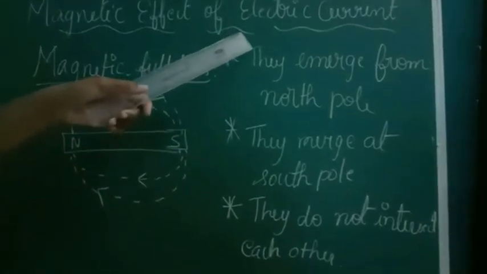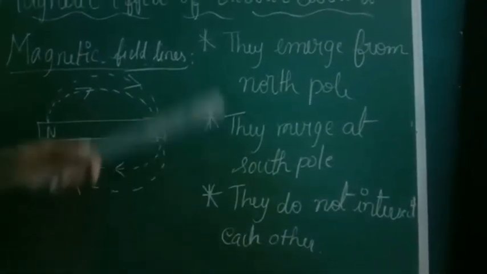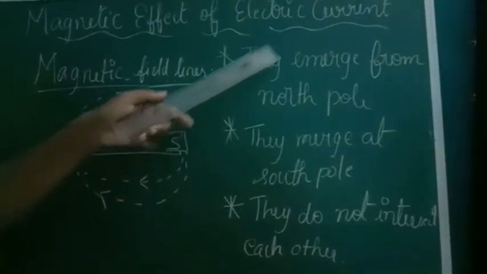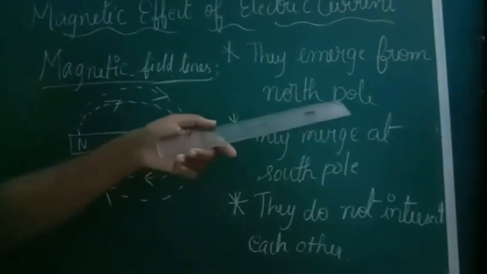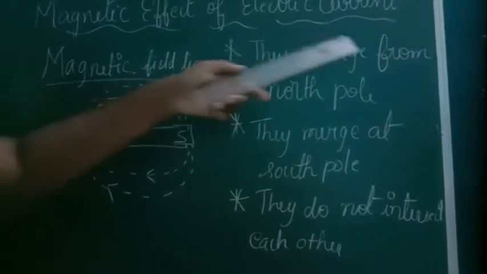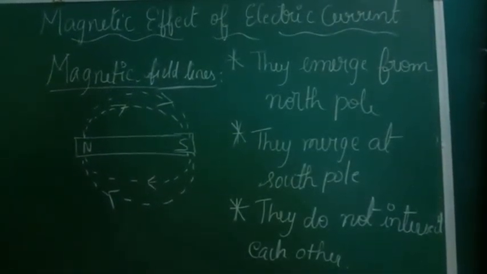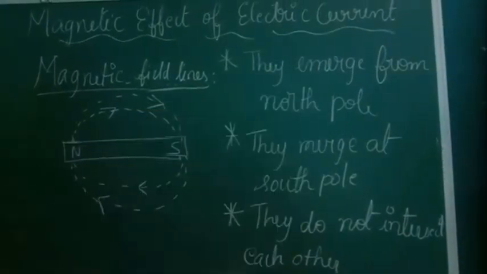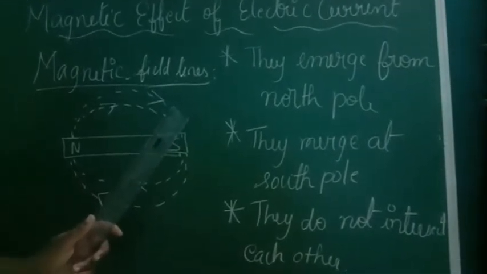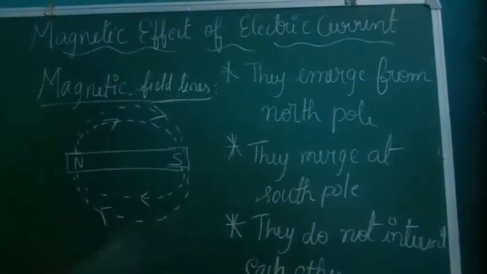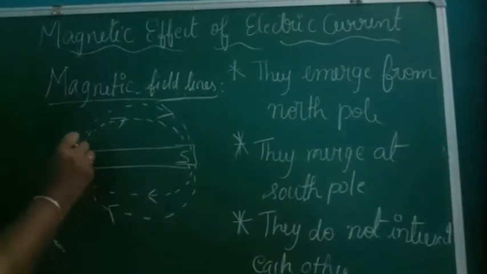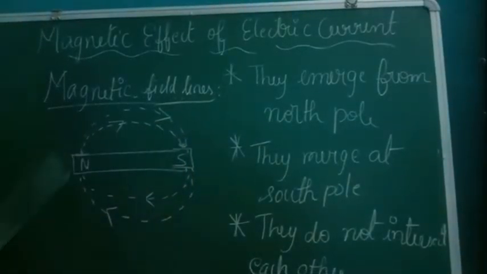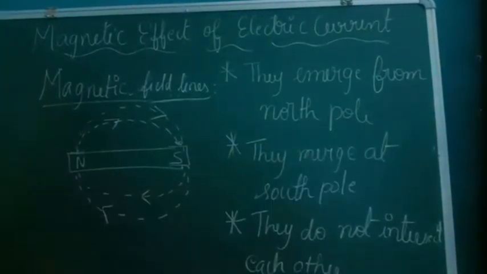Coming to the properties of magnetic field lines, here you have three different properties. The first property says they emerge from the north pole. They emerge from the north pole means magnetic field lines begin at the north pole. In the north pole the magnetic field line starts and again it reaches the south pole. So we say that they merge at the south pole.